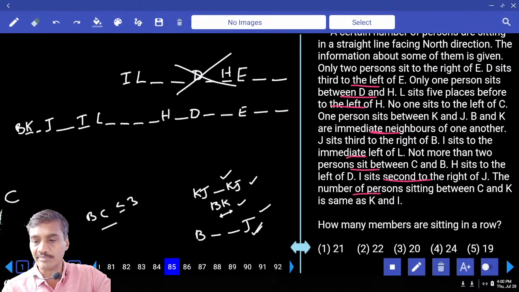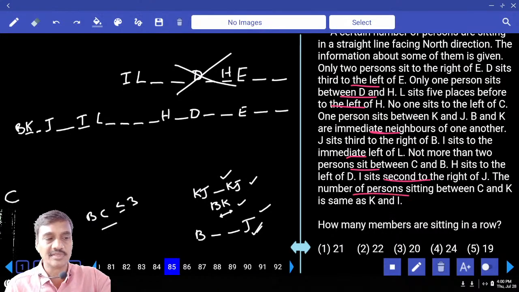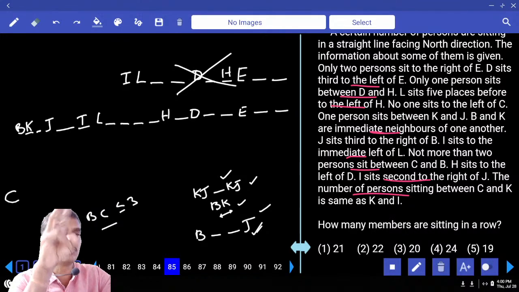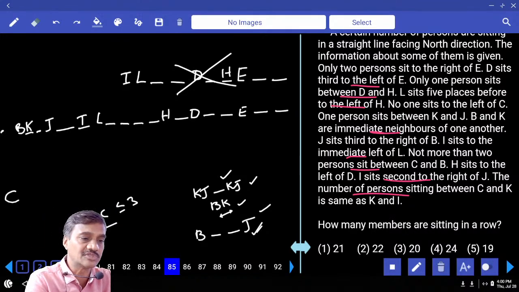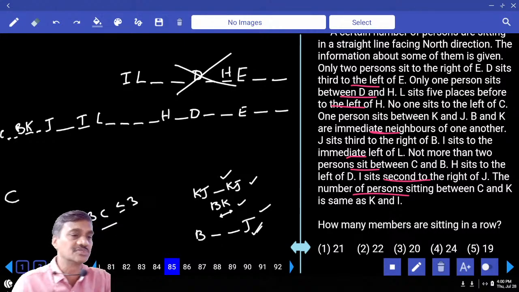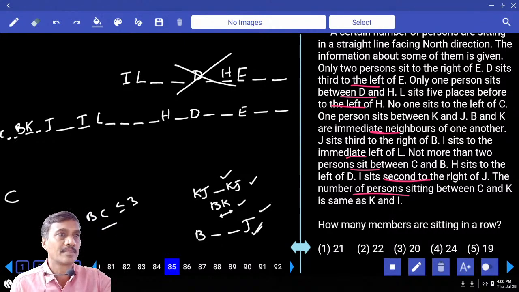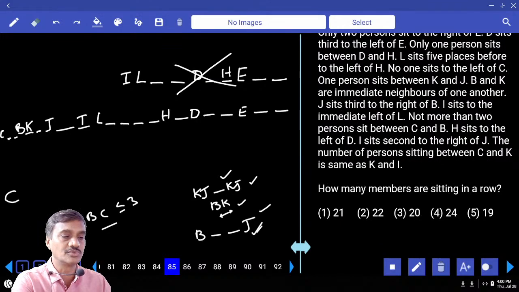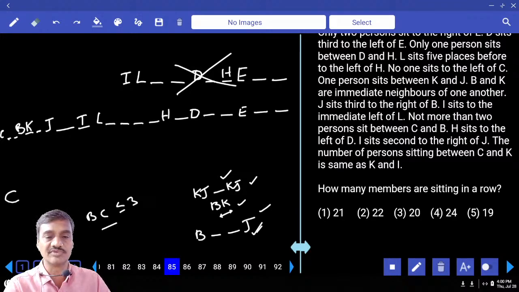And next one. Number of persons sitting between C and K is same as between K and I. Now between K and I there are 3 people, and in between C and K we need to have 3 people. And now this is the final arrangement. How many persons are sitting in this row? Tell me the total number of persons here. 1, 2, 3, 4, 5, 6, 7, 8, 9, 10 and so on up to 22. Total number of persons is 22, choice 2.